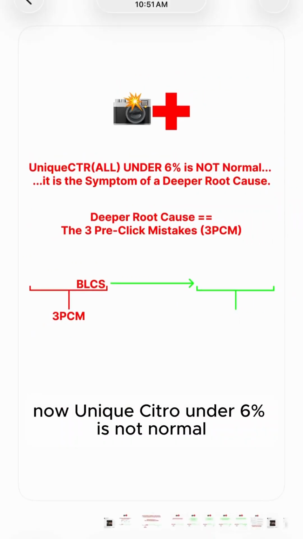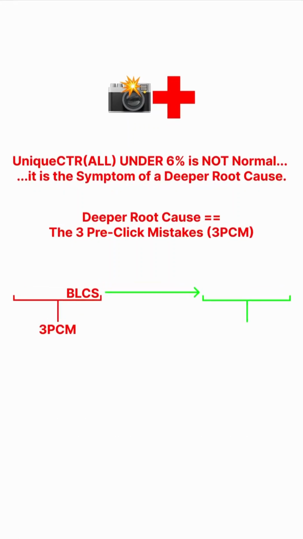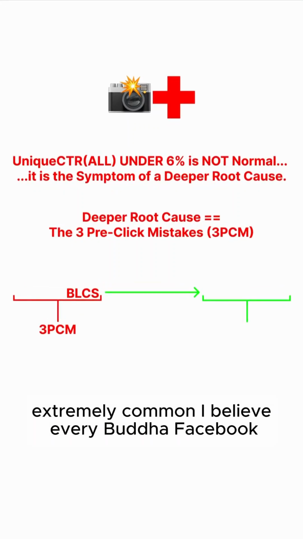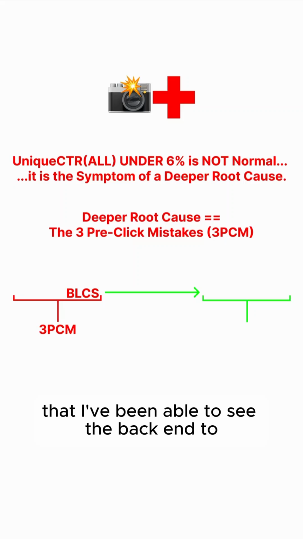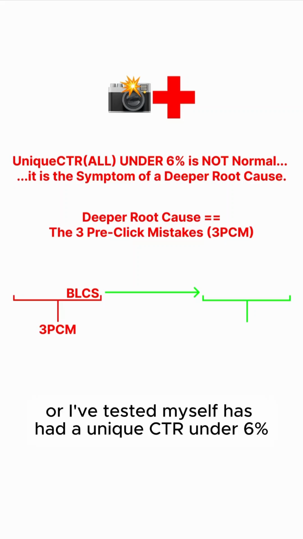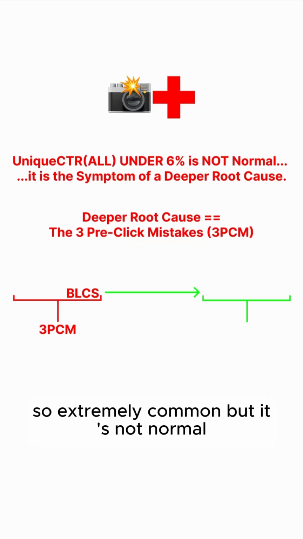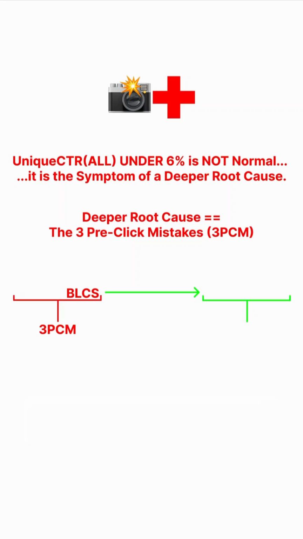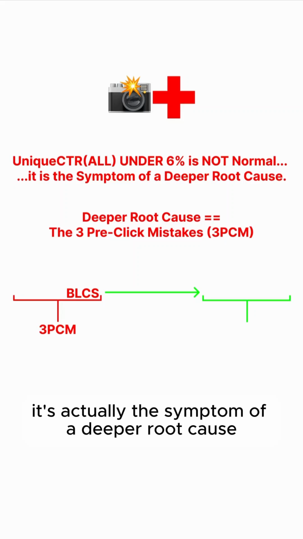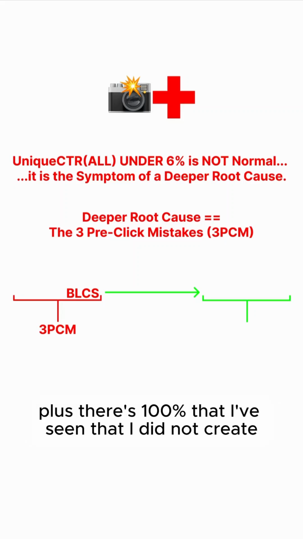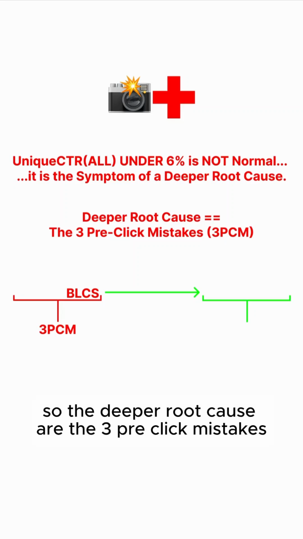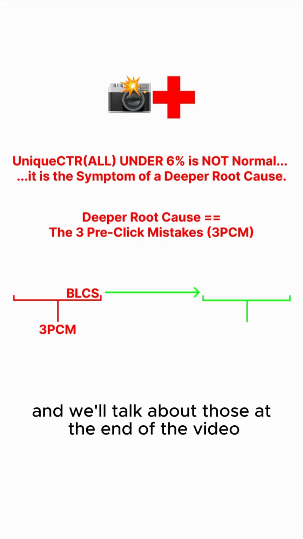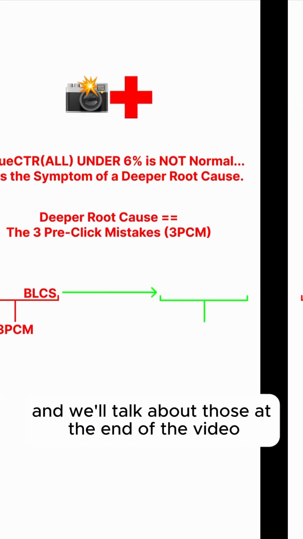Now, a unique CTR under 6% is not normal. It is extremely common, though. Every Boudoir Facebook ad I have been able to see the back end of, or tested myself, has had a unique CTR under 6%. So extremely common, but it's not normal. It's actually the symptom of a deeper root cause. It's 100% of the ads I've seen that I did not create that had BLCS. The deeper root cause are the 3 pre-click mistakes, and we'll talk about those at the end of the video.